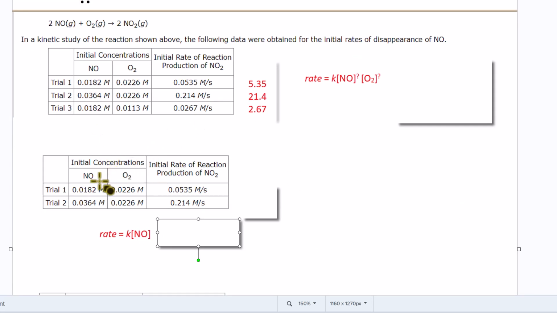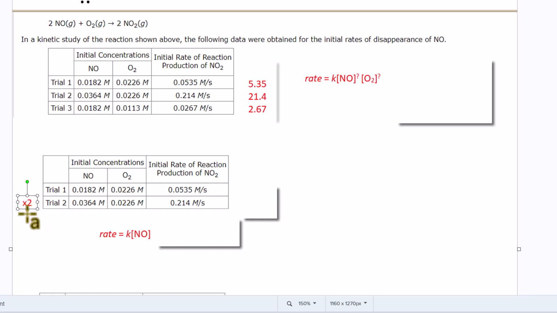I've taken a case where we've changed the nitrogen monoxide. Here is the NO, 0.0182 and 0.0364. Now notice it's a double. So you know the concentration of the NO went up times 2. Let me write this down. Between trial 1 and 2, we had a doubling. I'll put that X2 written down, where we made the concentration of the NO twice as high.